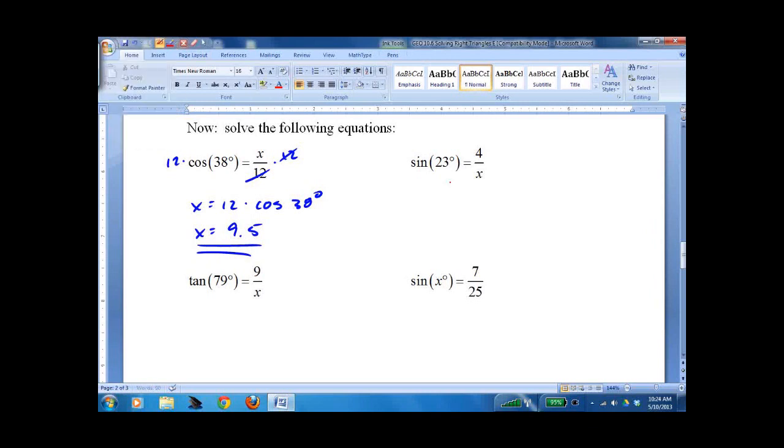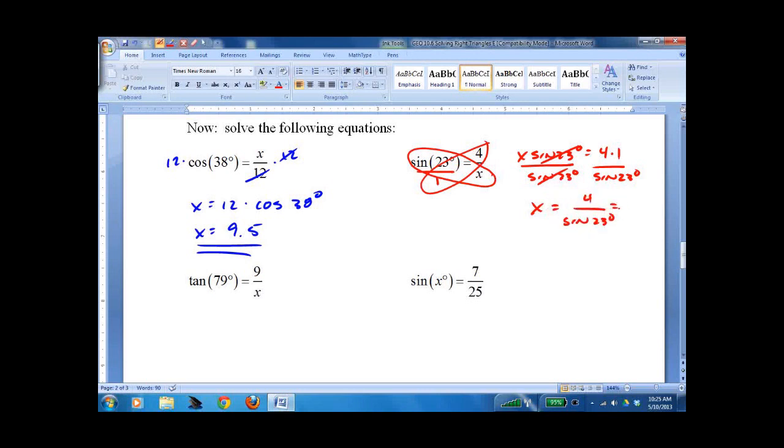Or you could cross multiply, put a 1 under here, and do what we call the Jimmy Neutron. X sine of 23 degrees equals 4 times 1. Divide by sine of 23 degrees. Divide by sine of 23 degrees. X equals 4 divided by sine of 23 degrees equals 10.2.